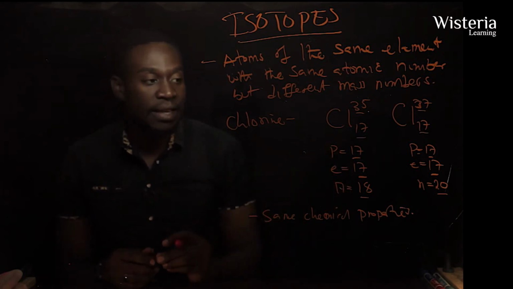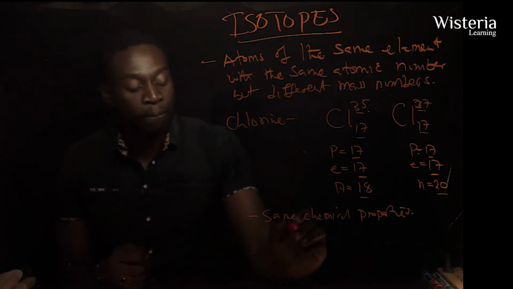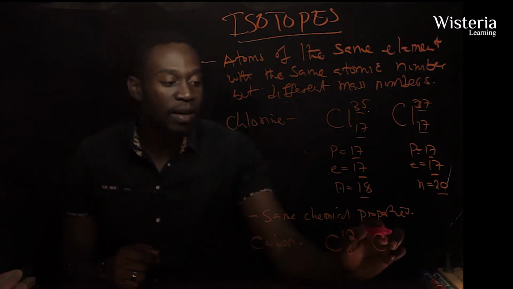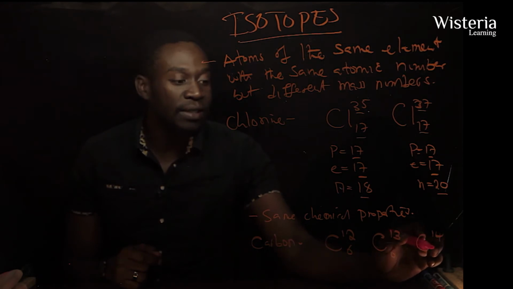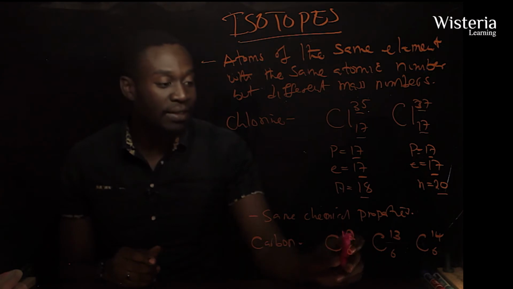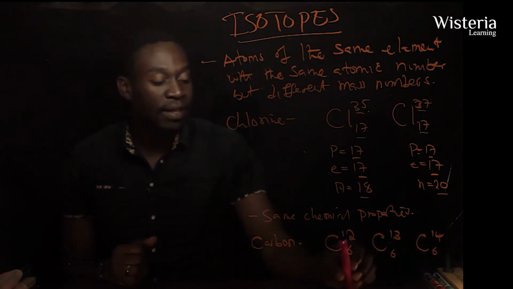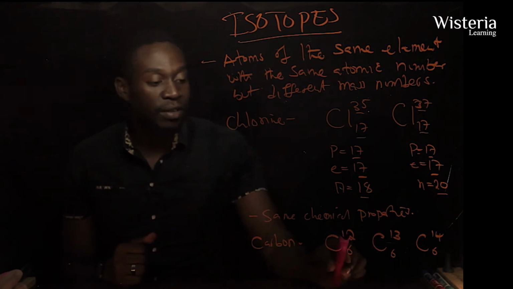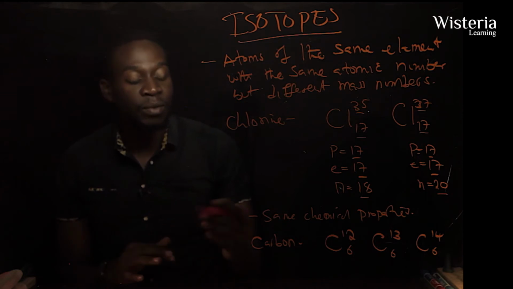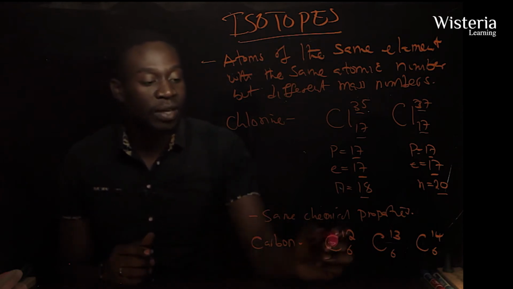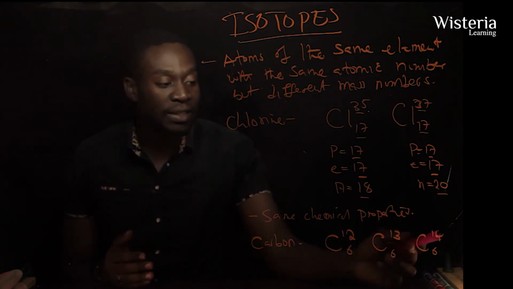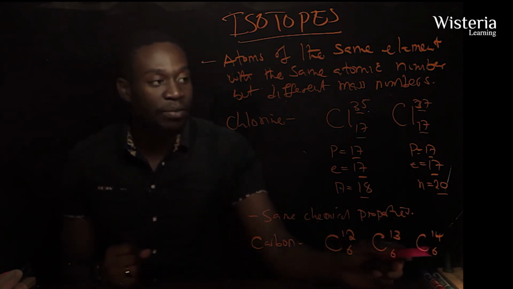Then another example that we can give is carbon. So I've got carbon 12, carbon 13, and carbon 14. In all these, we're able to see that the mass numbers are different, but the atomic numbers are the same. So here I've got 12, 13, 14. Most of the isotopes are named using their mass numbers. So we call this one carbon 12, this one carbon 13, and this one carbon 14, because their atomic numbers are the same, so we cannot use those.